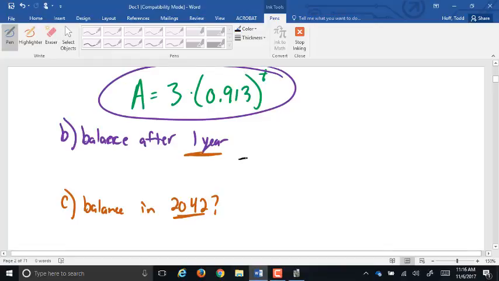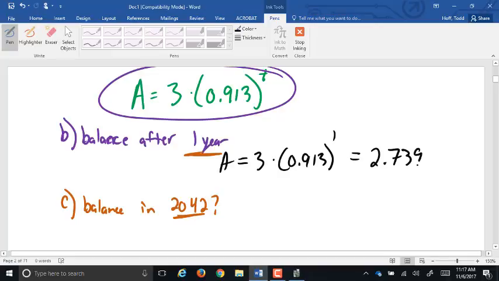So for the balance after 1 year, what's our formula look like? Perfect. And what does that give us? 2.739, and that is in trillion. You got it.